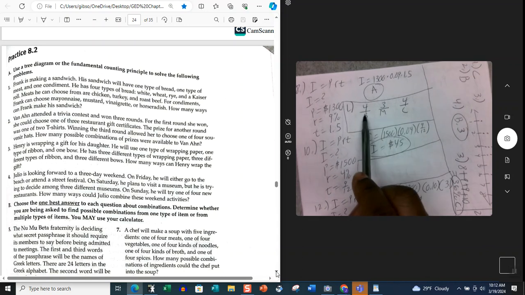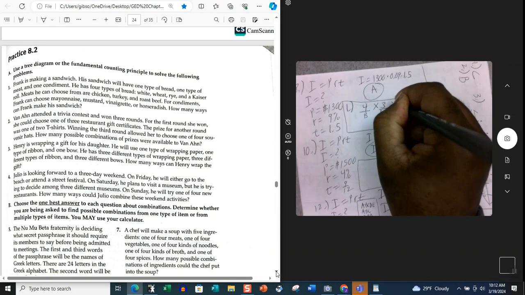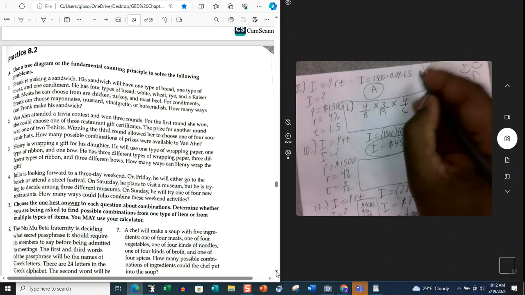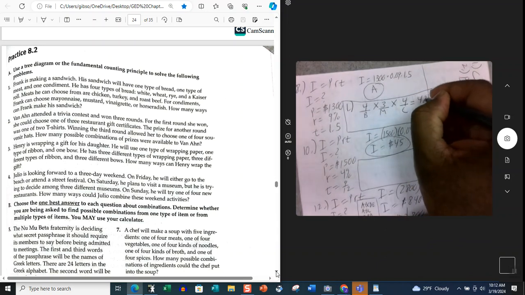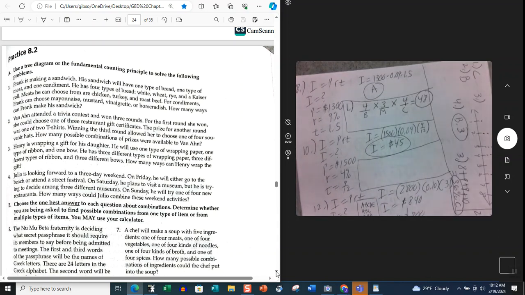So now we have 4 breads, 3 meats, 4 condiments. And we multiply this to see what is the max amount of combinations we can have here. So we have 4 times 3 times 4, which is 48. So our answer here for number 1 would be 48.